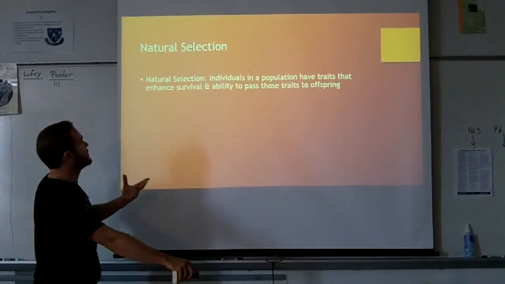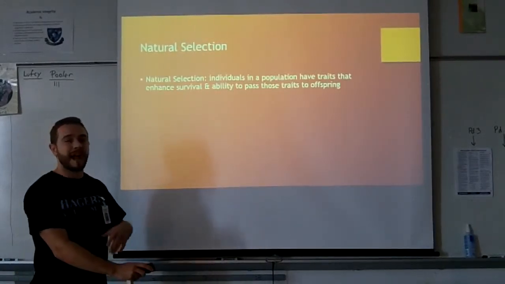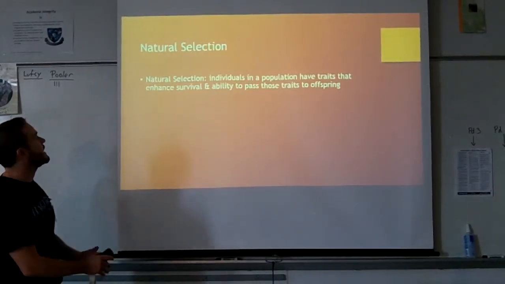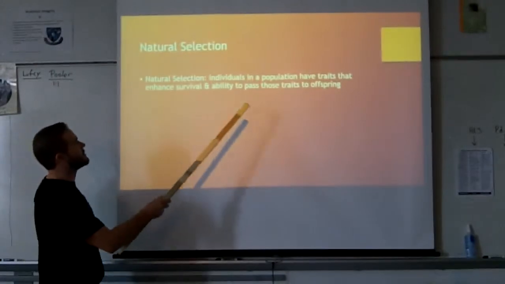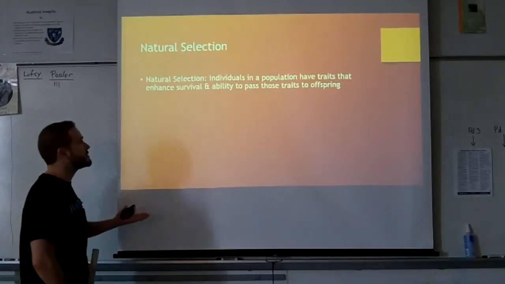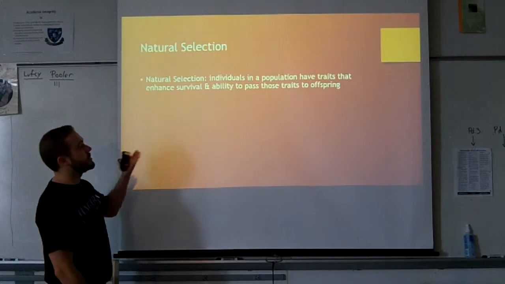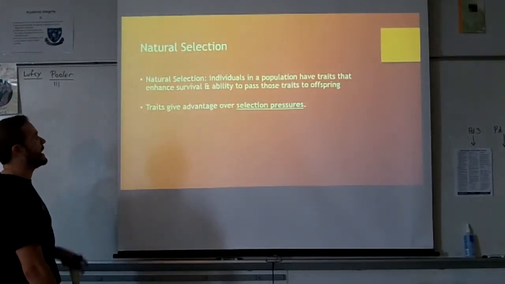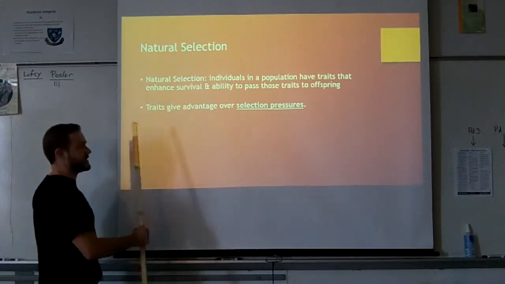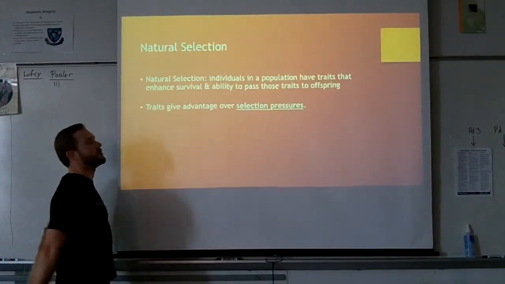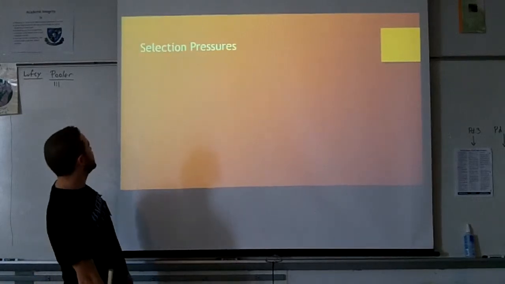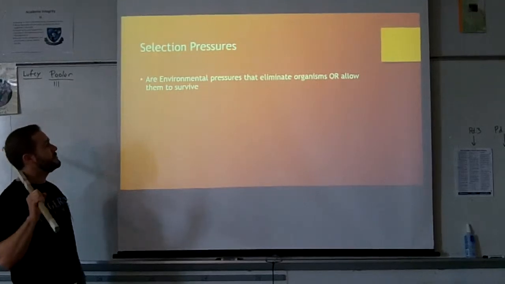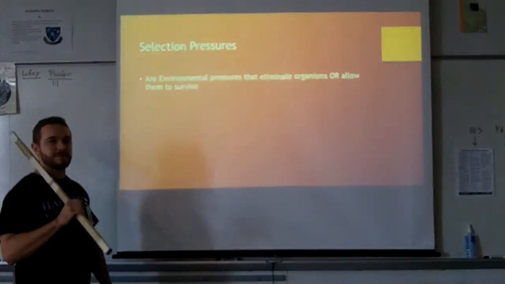So now natural selection can occur. Once we have these adaptations caused by mutations, the environment can now select. So individuals in a population have traits that will either enhance survival and the ability to pass on those traits, or they won't. So the advantageous traits have to give an advantage over selection pressures. So what are selection pressures? Selection pressures are environmental pressures that eliminate organisms or allow them to survive.